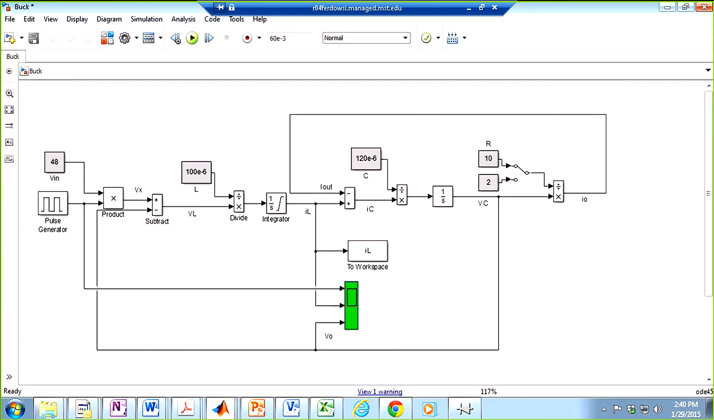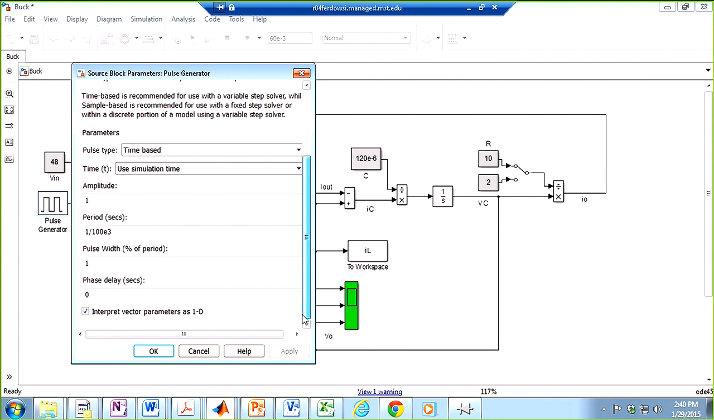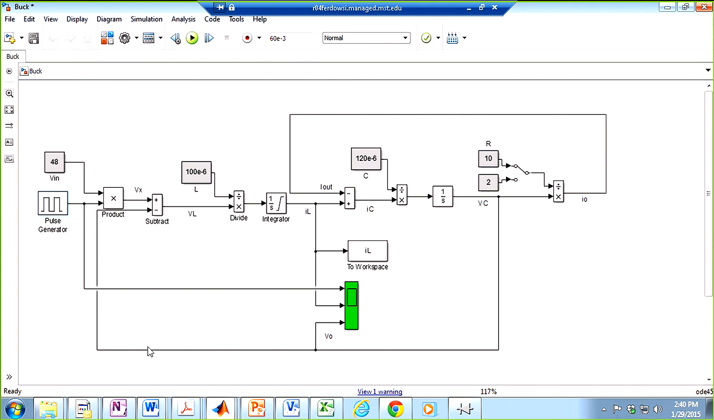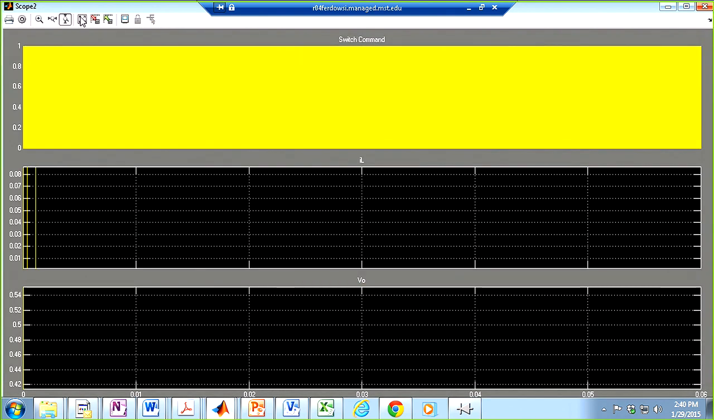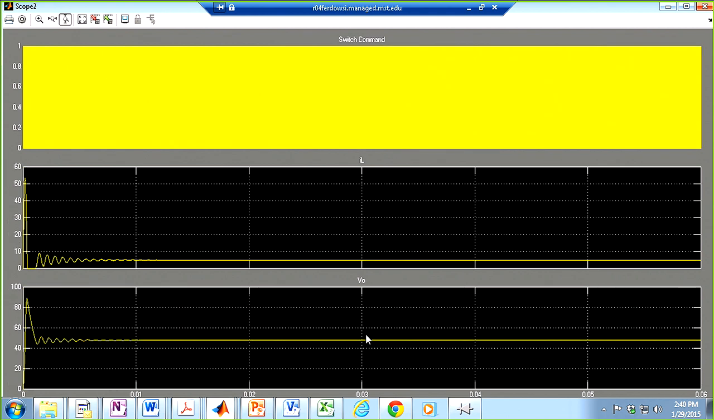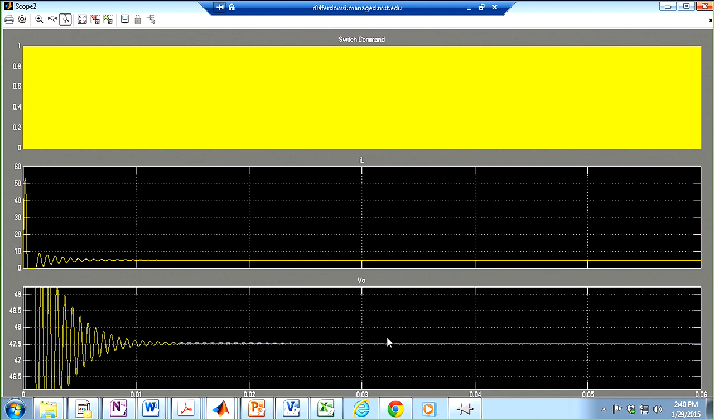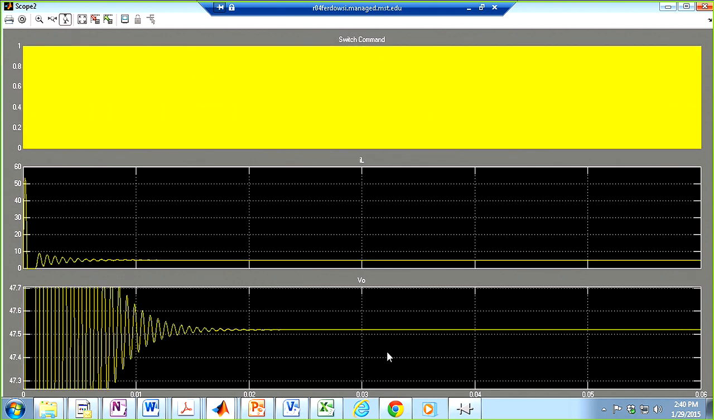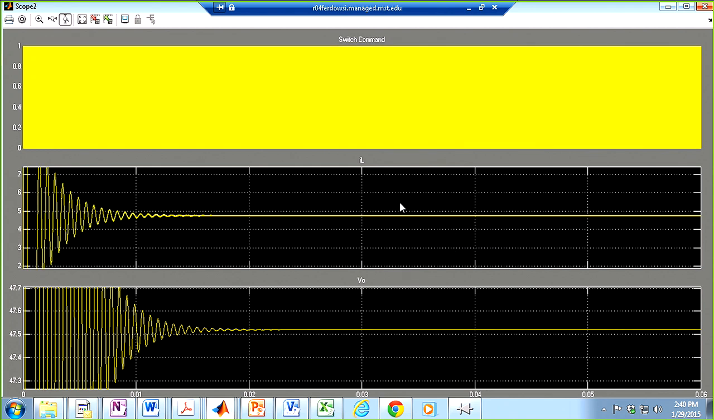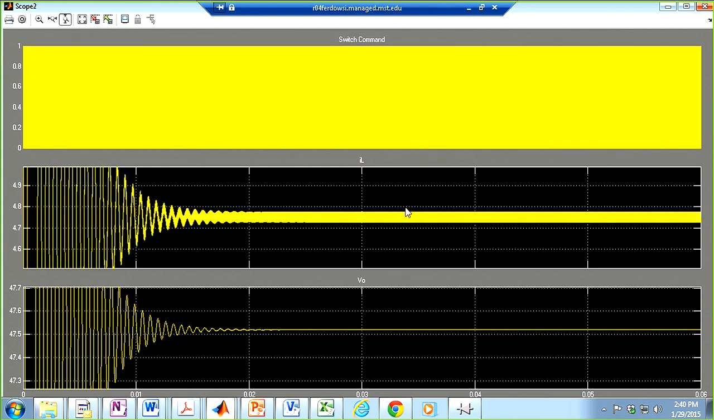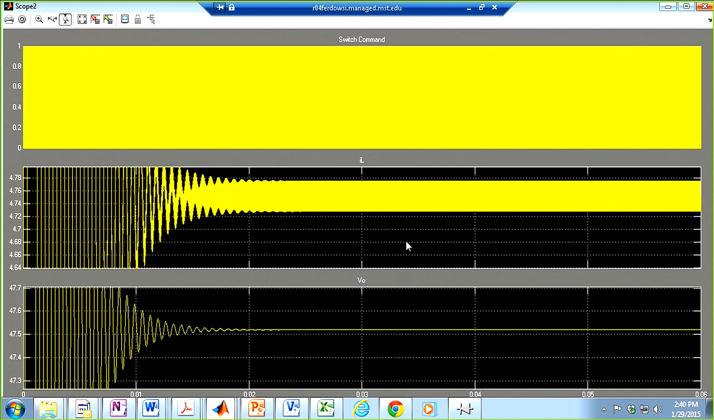Let's do a very excessive large D, like 99%. So your output voltage is still very close to 48 volts. I think it is still working, so you can see your output voltage is close to 48 and the current is in continuous conduction mode, and the peak, everything makes sense.